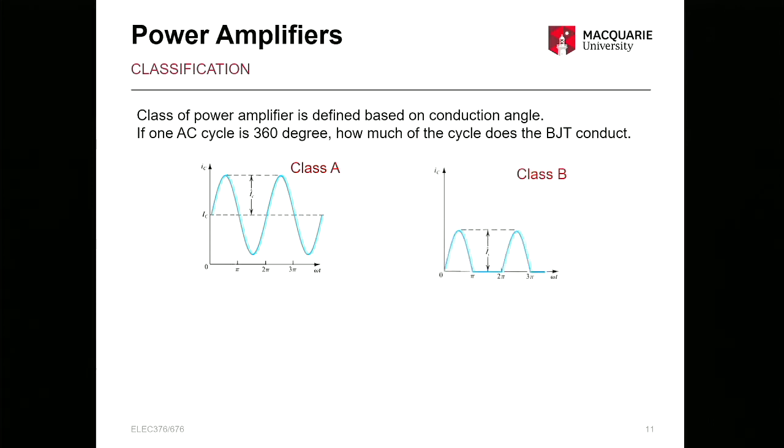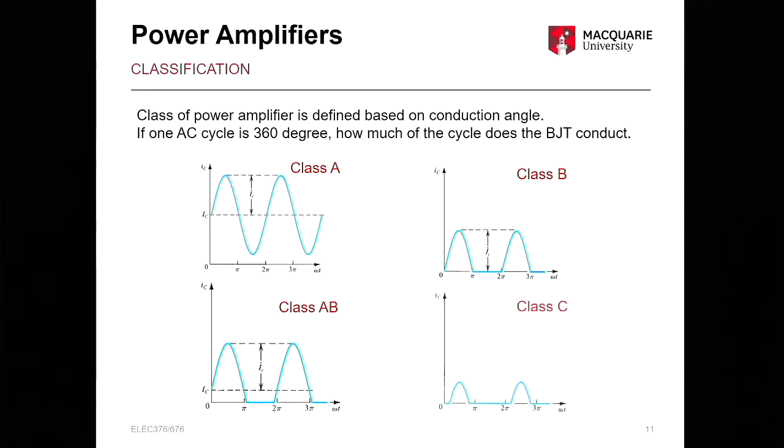So class B, 180. Yep. So this is only conducting half of the cycle. Of course, you can just put two class B amplifiers together to get the rest of that cycle, and we'll talk about that a little bit later. Class AB, yep, greater than 180, but less than 360, because then it would become a class A. Yep. So this is like a class B with some biasing, basically, to just shift it up a little bit. And again, you'll see why you need that later on. And class C.